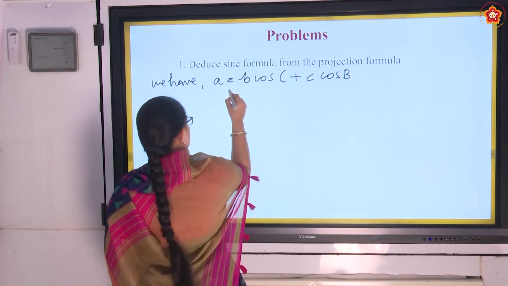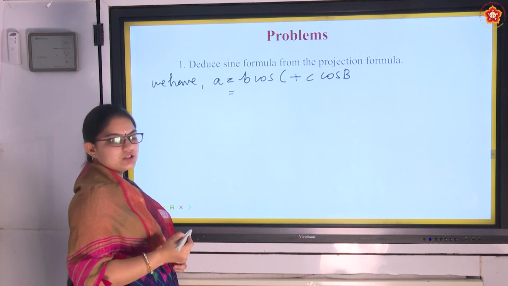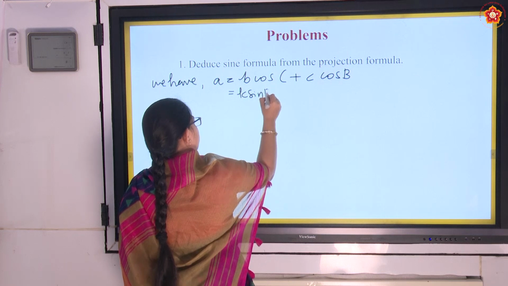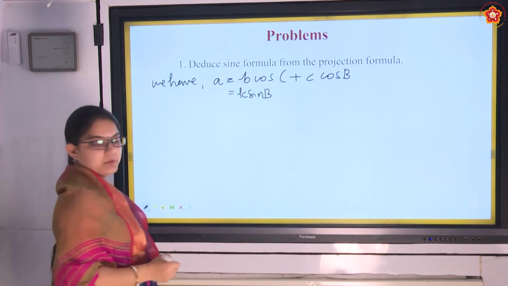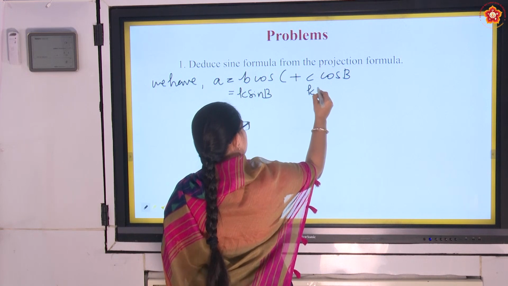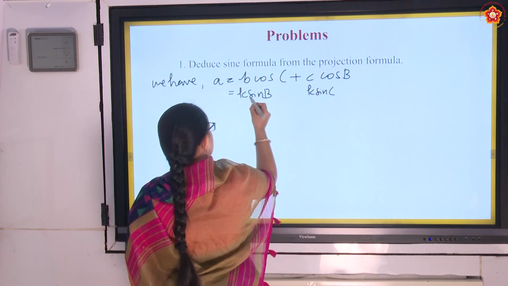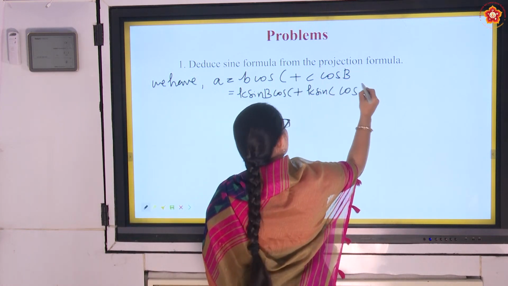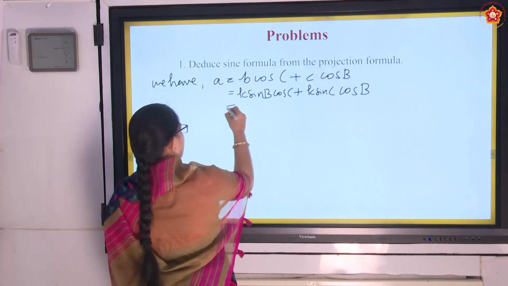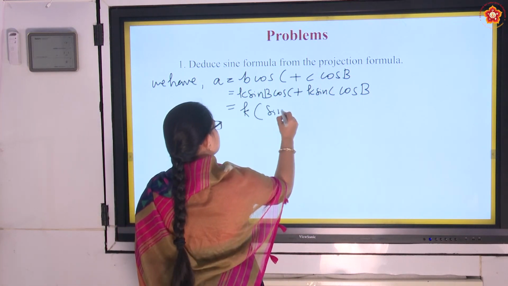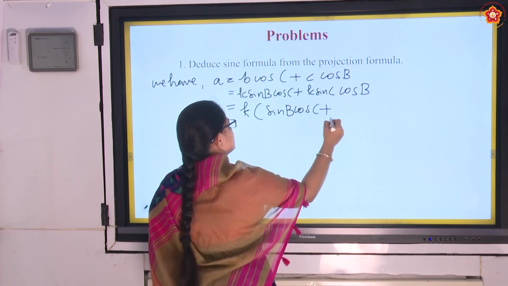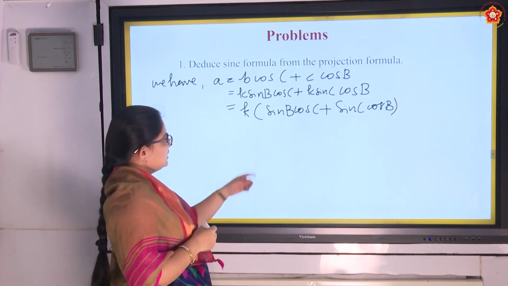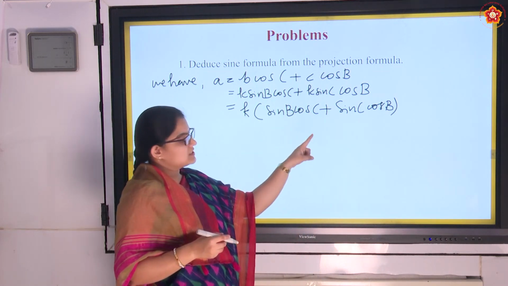Now let us substitute B as K sin B, and let us substitute C as K sin C. So what we get? K sin B cos C plus K sin C cos B. Now we can take the K out. So we get sin B cos C plus sin C cos B. So we can see here it is sin B cos C plus sin C cos B.